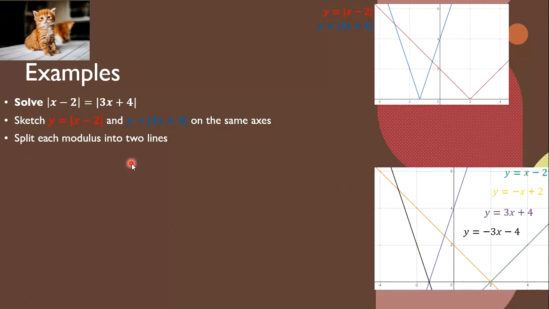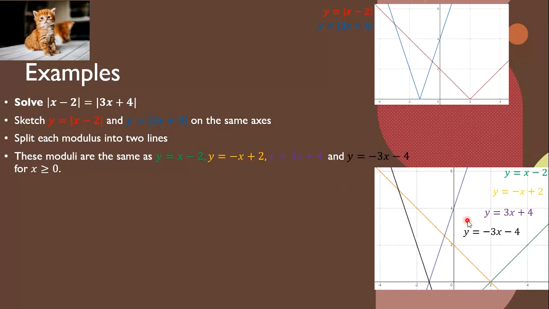I've done that here. The green one is y equals x minus 2. The orange one is y equals minus x plus 2. The purple one is y equals 3x plus 4. And the black one is y equals minus 3x minus 4. So these lines make up the original moduli. You should be able to see by looking at the two sketches which ones they are.